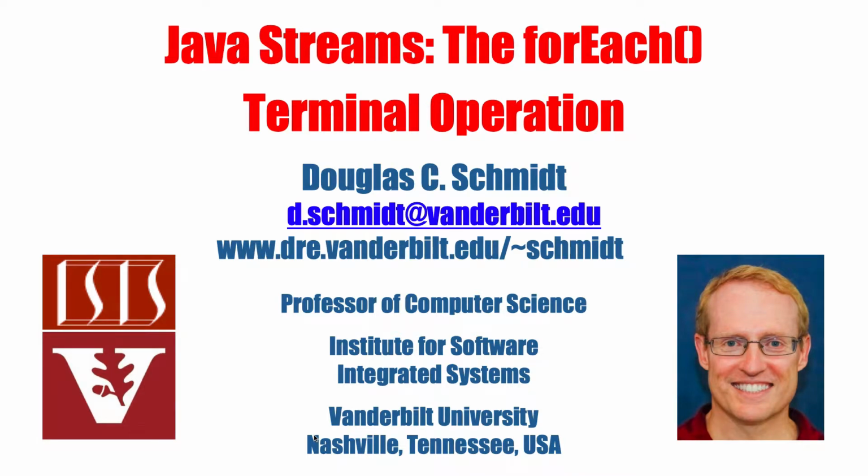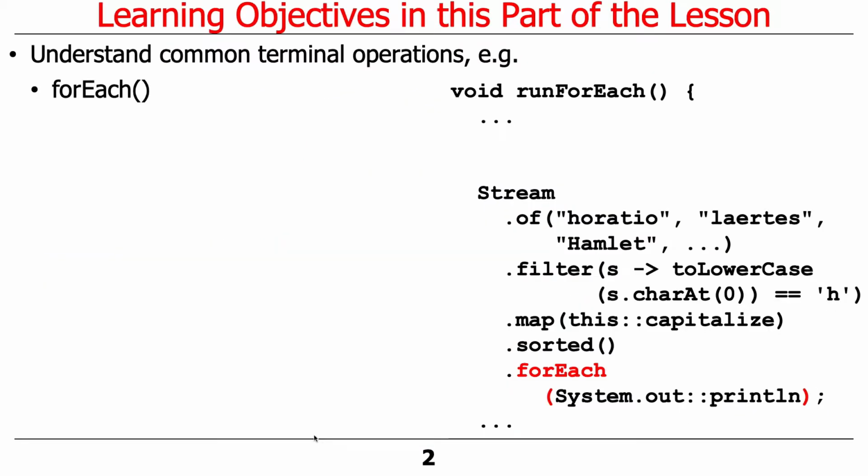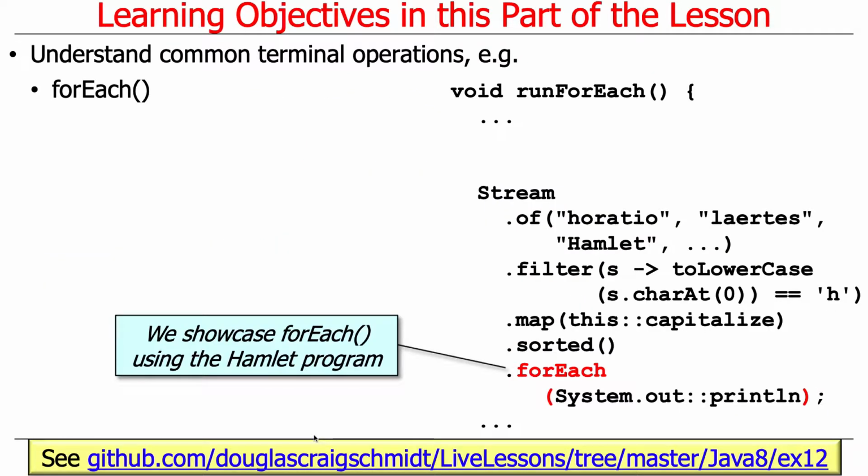Now that we've gone through intermediate operations, short circuit operations, and given a quick overview of terminal operations at a high level, we're going to walk through each of the three different categories of terminal operations in more detail. And we're going to start with the forEach terminal operation. We're going to use our little Hamlet program once again to search for character names. You can look at that in EX12.